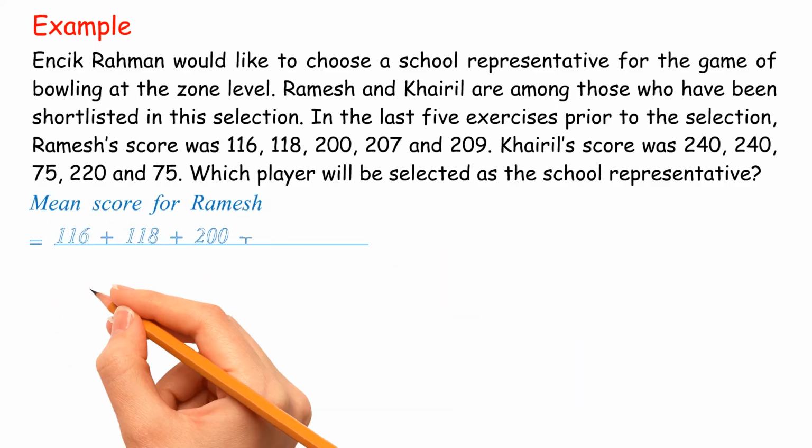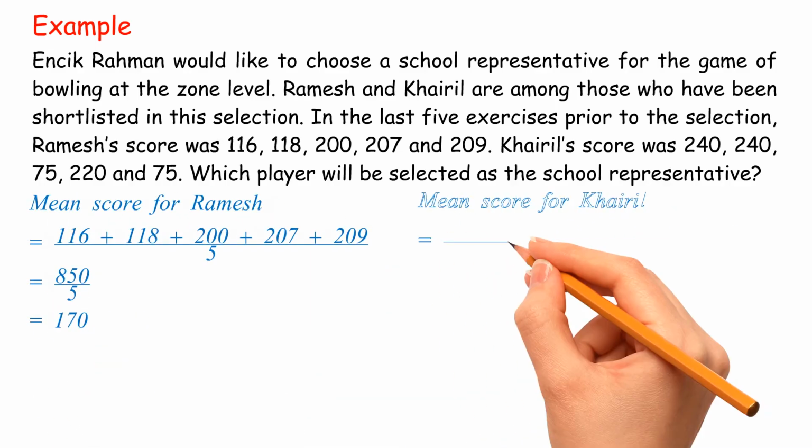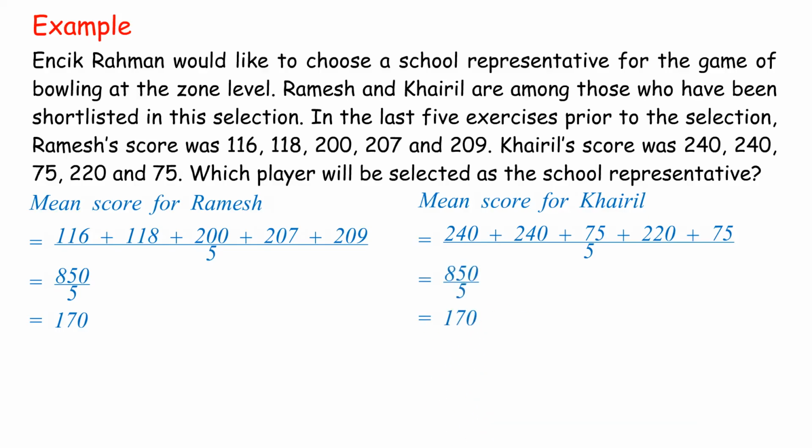Calculate the mean score for Ramesh and Kai Rail. Both players have the same mean. Therefore, the mean cannot be used in the decision for the selection of the school representative. Calculate the score range for Ramesh and Kai Rail.